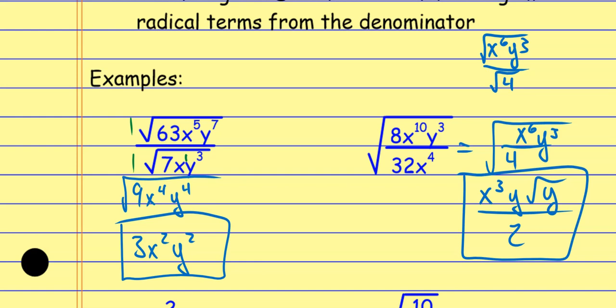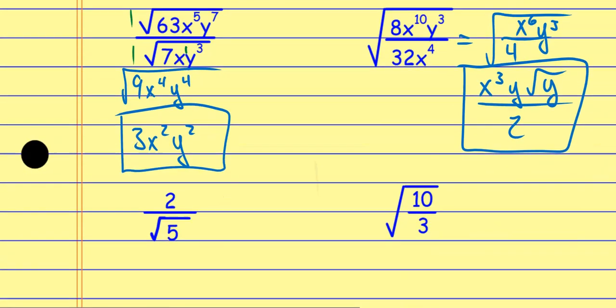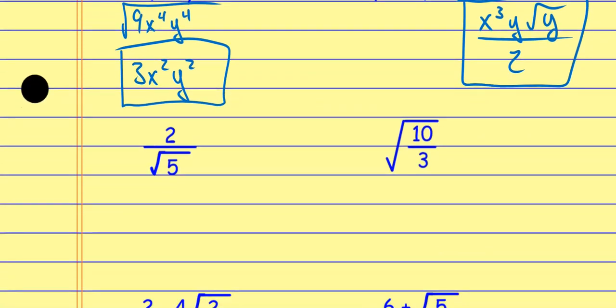When I take the square root of a whole fraction, I just take the square root of each of those individually. Okay? And as I simplified, what happened is I no longer have a radical in the denominator, and that's the goal. It's okay that there's a radical in the numerator, but I don't want a radical in the denominator. Okay? If I look at this one, there's nothing that I can simplify here.